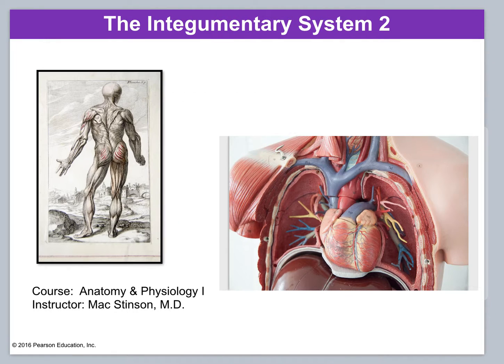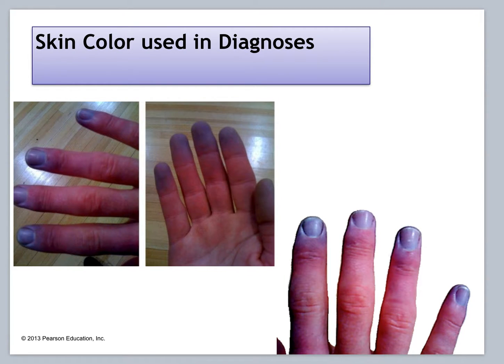This is the second lecture for the integumentary system. In this lecture, we'll discuss some pathological findings of the skin and some of the ways that abnormalities of the skin can lead to some clinical diagnosis. This may be a little more interesting because it has more of a clinical appeal. First topic I want to talk about is how skin color can be used in diagnosis of certain medical conditions.